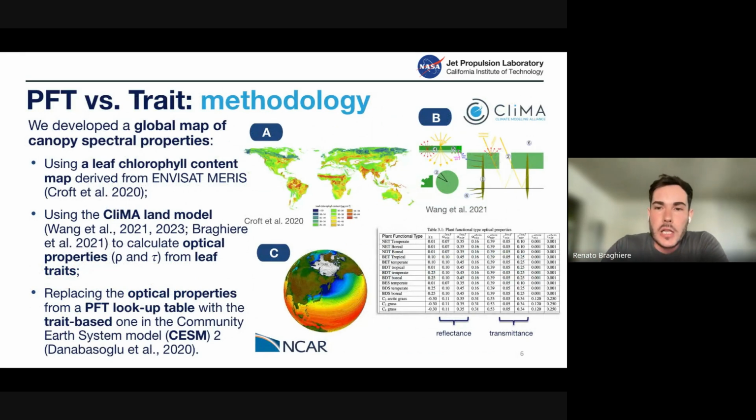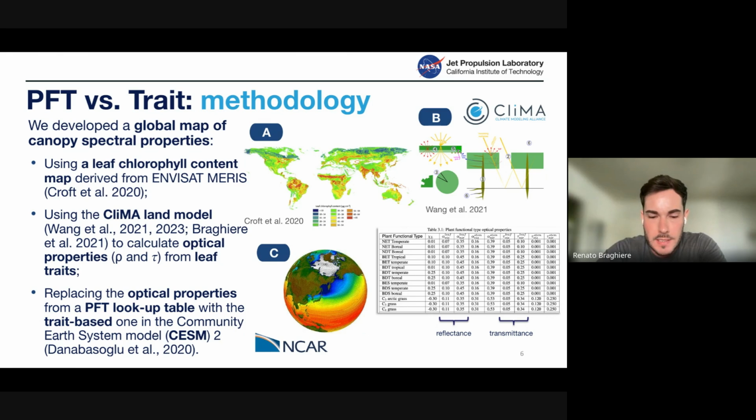So a little bit of the methodology that we use here. We developed a global map of canopy spectral properties using a leaf chlorophyll content map derived from MVMaris. And so if you remember that first global figure I showed where the Amazon basin is a whole single plant functional type, and we look here at the chlorophyll map in figure A, we see that within the Amazon basin, we have a lot of variance in chlorophyll content. And so that map of chlorophyll was then used in the ClimaLand model.